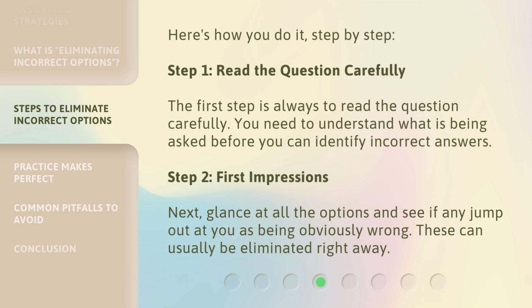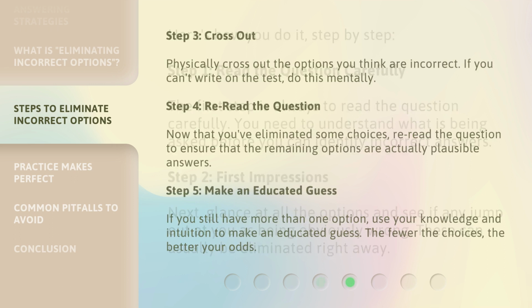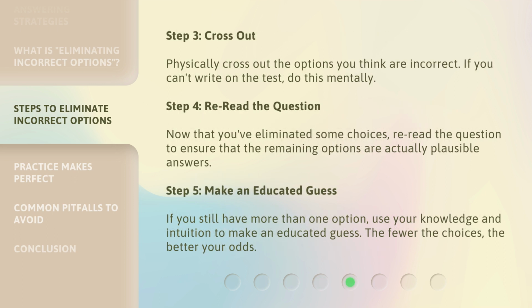Step 2. First impressions. Next, glance at all the options and see if any jump out at you as being obviously wrong. These can usually be eliminated right away. Step 3. Cross out. Physically cross out the options you think are incorrect. If you can't write on the test, do this mentally.